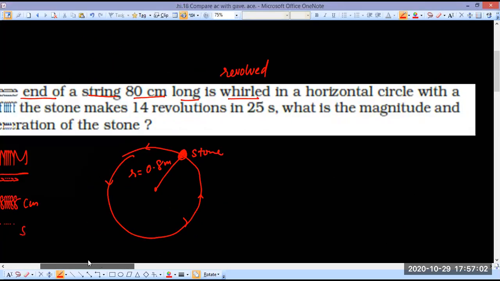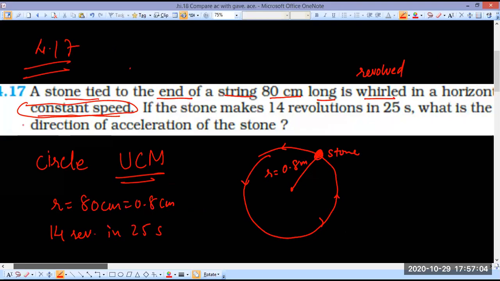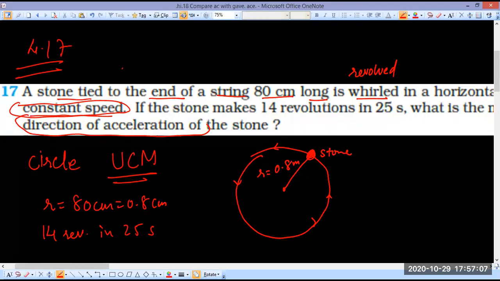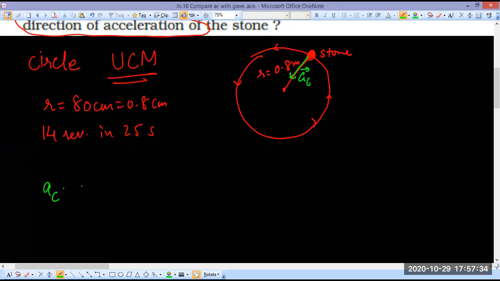What is the magnitude and direction of acceleration? Direction means, sir, let me just tell the direction. Direction of acceleration is towards the center. Okay, half mark has come. Right? Direction done. Now magnitude you have to do yourself. Go ahead, if needed I will help you. Find magnitude of AC yourselves.